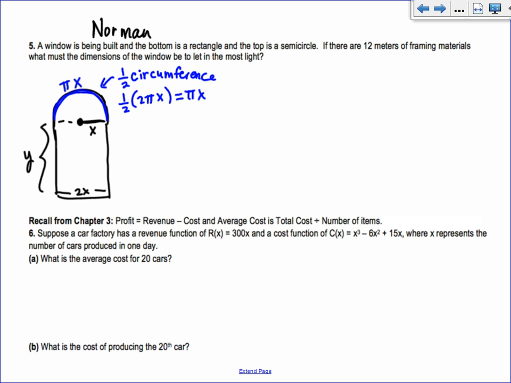All right, so we have 12 meters of framing material. So the 12 meters of framing is going to go all the way around the outside of the window. You can actually bend wood. You just know that, right? You can bend wood into that circular shape. So you're going to have 12 is equal to pi x plus y plus 2x plus y, and that's it, right? So we have the pi x, we have y, we have 2x, and then we have y.